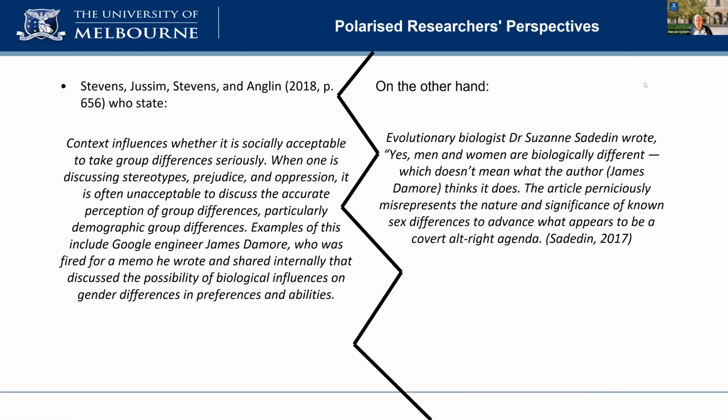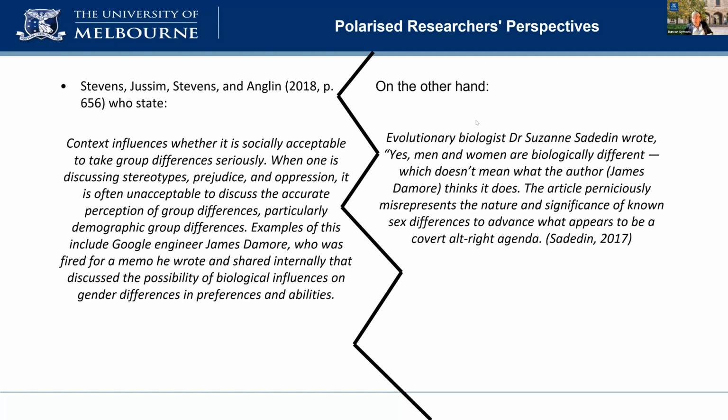These were some different, I guess, polarized opinions that researchers had on this matter. So Jessamine Stevens said, context influences whether it is socially acceptable to take group differences seriously. When one is discussing stereotypes, prejudice, and oppression, it is often unacceptable to discuss the accurate perception of group differences, particularly demographic group differences. And an example of this was James Damore, who did exactly that and was fired as a result.